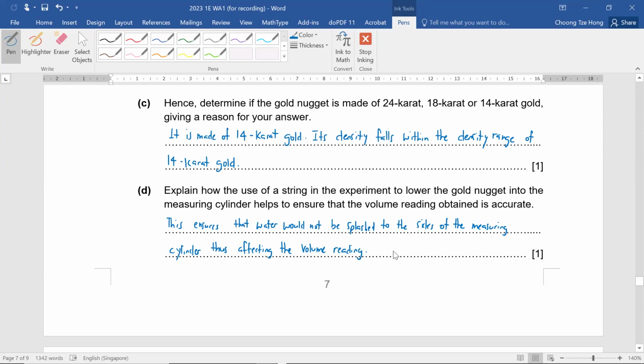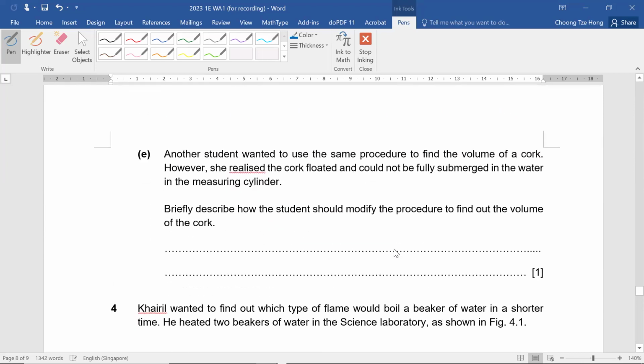Another student wanted to use the same procedure to measure the volume of a cork. You should know that a cork is usually used to stopper a bottle, so it's actually very low density. She realized that the cork indeed floated and could not be fully submerged in the measuring cylinder. So remember, if you want to use this method to measure volume, you have got to ensure that the entire object can be submerged in the water. Because if only half of the object is submerged, then the rise in the volume will only be half of the volume of the object.